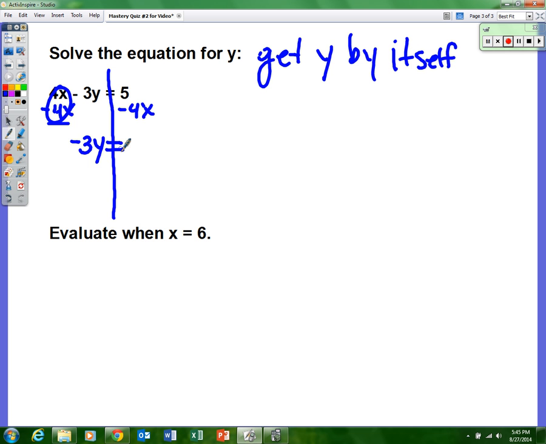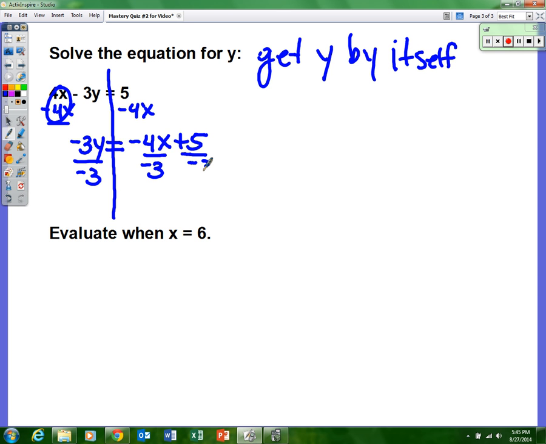Now remember, you can only combine like terms. Well, 5 and the minus 4x are not like terms. Now, I'm going to write mine this way. I'm going to write negative 4x first plus 5. And I'll discuss why in a little bit. You certainly can write 5 minus 4x if you want, but I'm going to put the x first. Okay, the next thing we need to do is divide by negative 3.